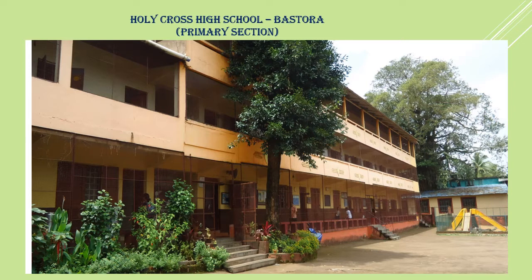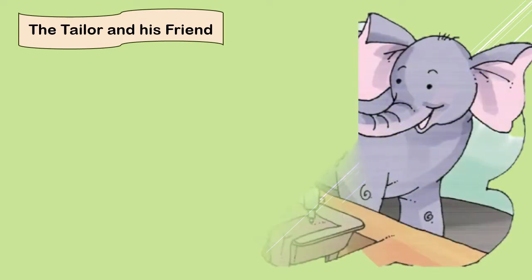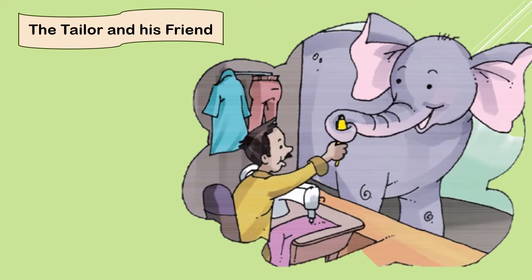Okay, let us see who it is in this lesson, and the name of the lesson is The Tailor and His Friends. Listen to the reading carefully, children. Listen to the pronunciation and the pauses. And then I will explain you all the story. The Tailor and His Friend.